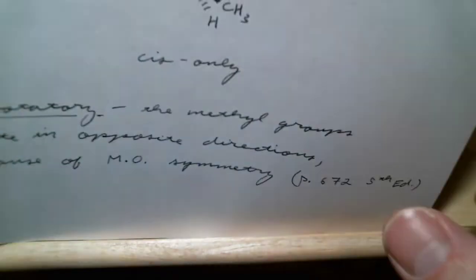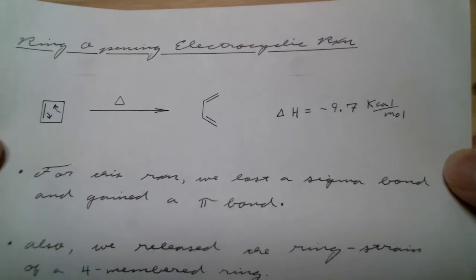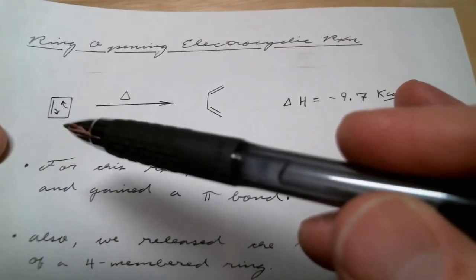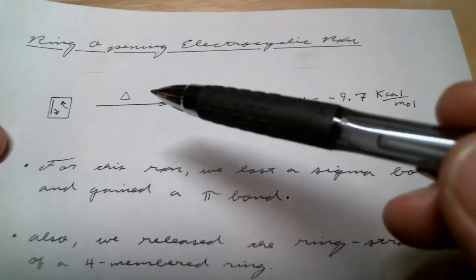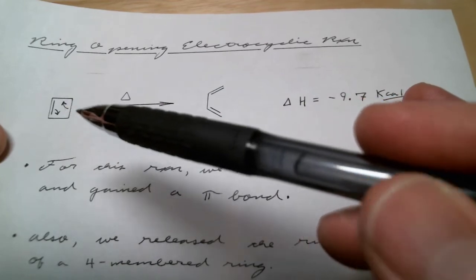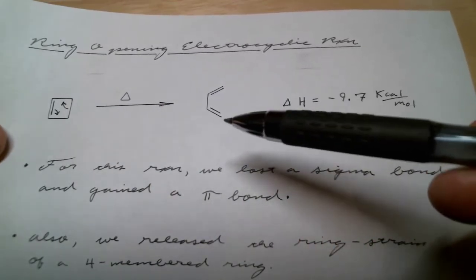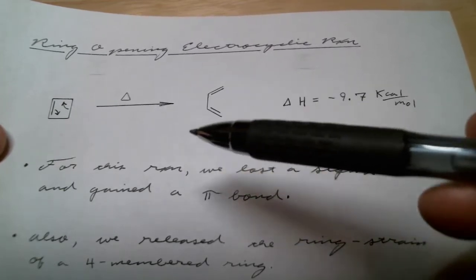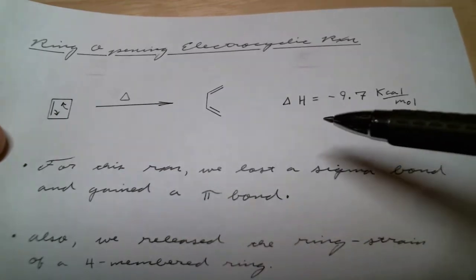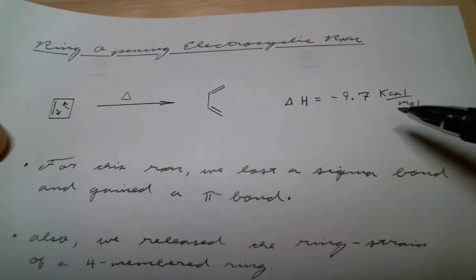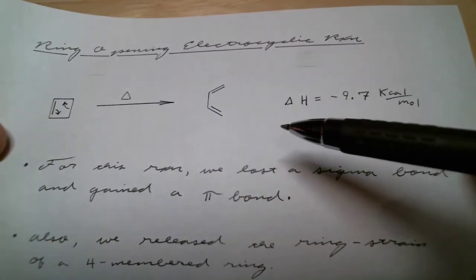So let's look at another type as we continue this discussion. Here's a ring opening electrocyclic reaction. Here we've got cyclobutene, and lo and behold, we're heating it, and we follow these two double-headed arrows, and if we do that, wow, we get 1,3-butadiene. We've seen a lot of this particular chemical as a reactant. That's kind of neat. What's the change in enthalpy? It is negative 9.7 kcal per mole, so this process is obviously exothermic.